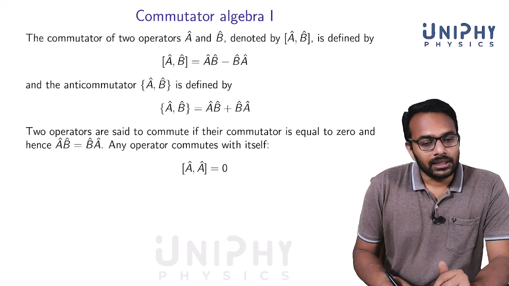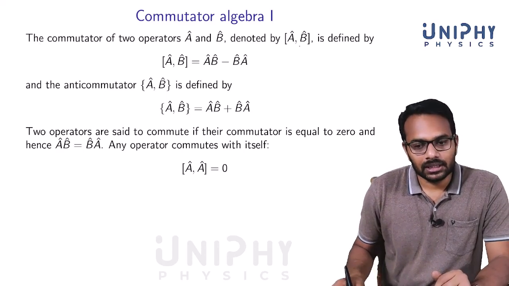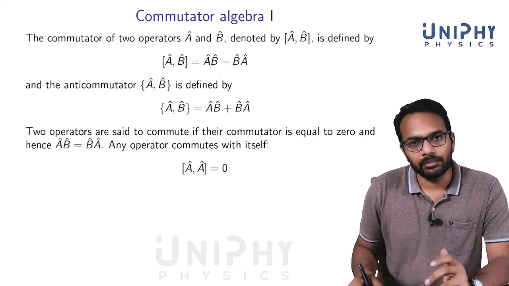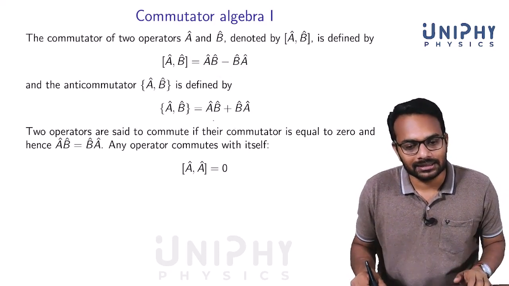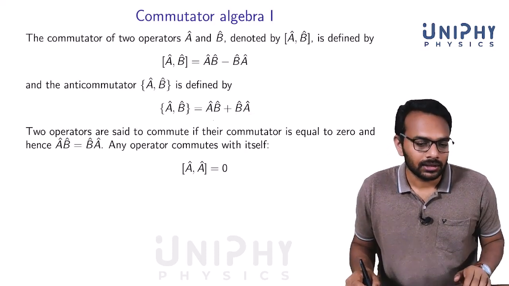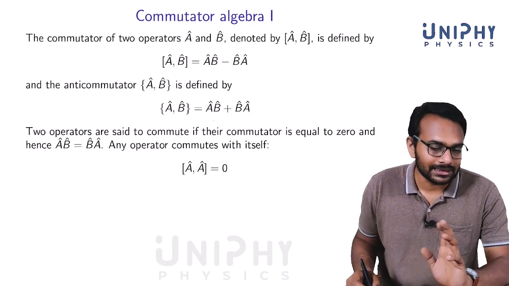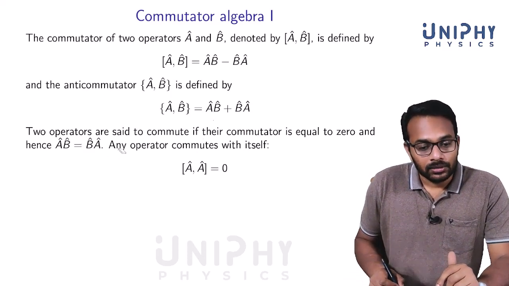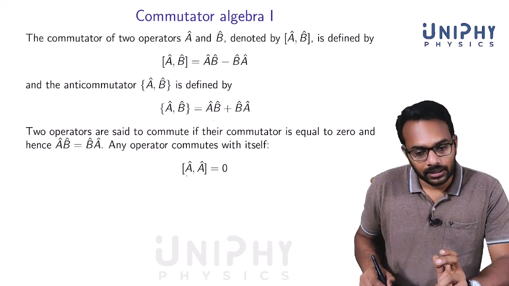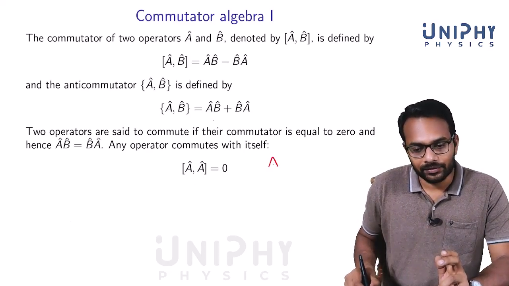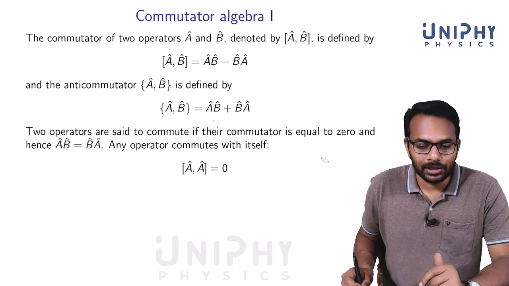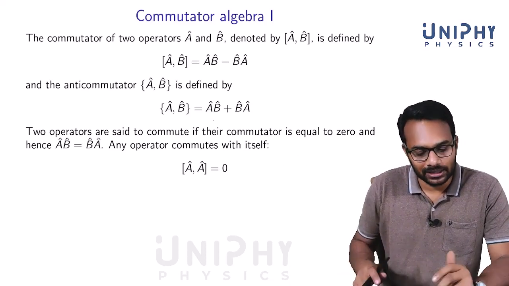Now to the commutator algebra. Let's just go through this. The commutator is defined as AB minus BA. We might also come across what's called an anti-commutator, given as AB plus BA. You might come across the anti-commutator in statistical mechanics, in quantum statistical mechanics, etc. Now we say that two operators commute if their commutator is 0. If the commutator of A with B is equal to 0, then we say that they commute. And it's also clear that any operator will commute with itself: the commutator of A with A is equal to 0.